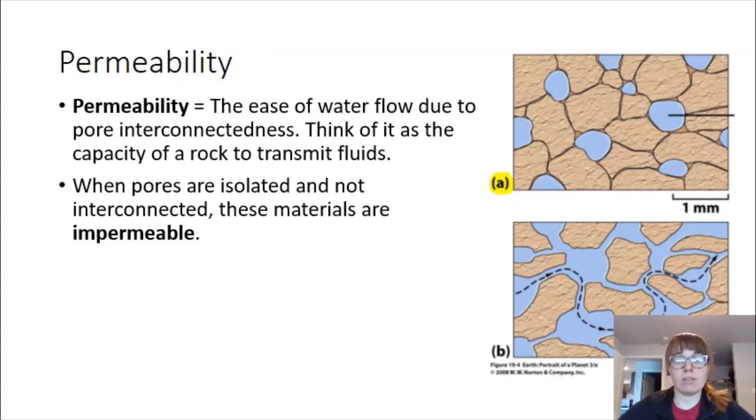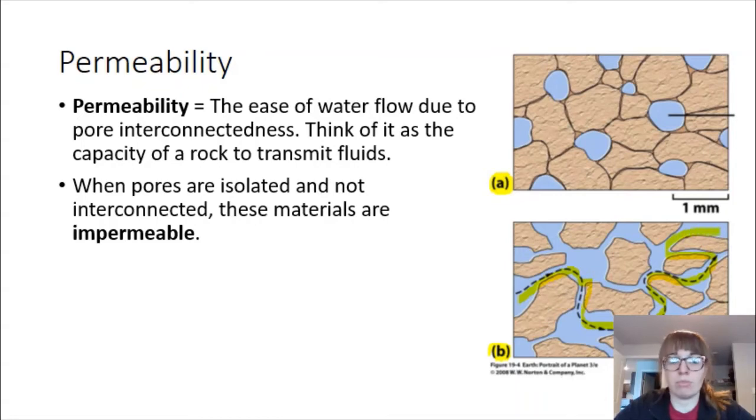And we can also think of permeability in terms of low and high permeability, just like we thought of porosity in terms of low or high porosity. So low permeability materials are not allowing water to flow very readily, and then high permeability materials allow water to flow very readily. So down here, B is an example of a really high permeability material where we can see the water is flowing really easily through these interconnected pores, right?